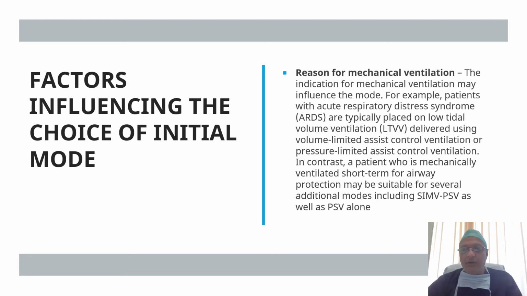As discussed, the indication of mechanical ventilation is an important criterion for selecting the mode. For example, patients with acute respiratory distress syndrome are typically placed on low tidal volume ventilation delivered using the assist control mode. In contrast, a patient who is mechanically ventilated short-term for airway protection may be suitable for several additional modes including SIMV with pressure support or pressure support alone.